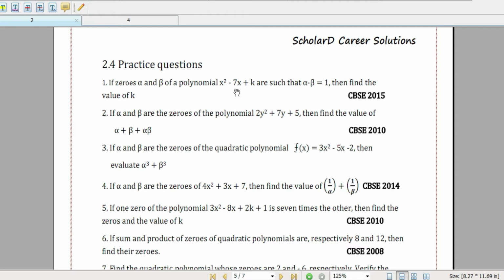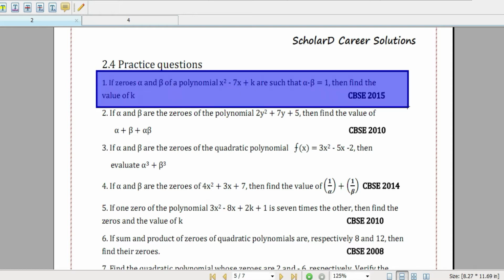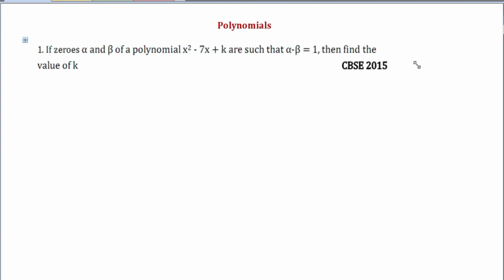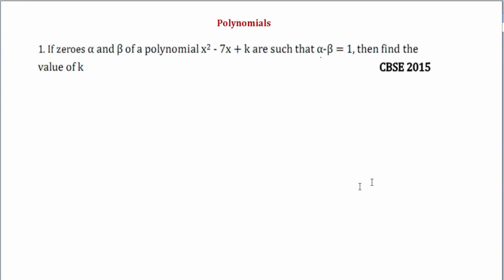We'll just copy this question. So what are zeros? Zeros are those values which, when substituted in place of x, give the value 0. In this question, alpha and beta are the zeros of the equation, and we are supposed to find the value of k. And what have they given? Alpha minus beta equals 1, meaning the difference between zeros.